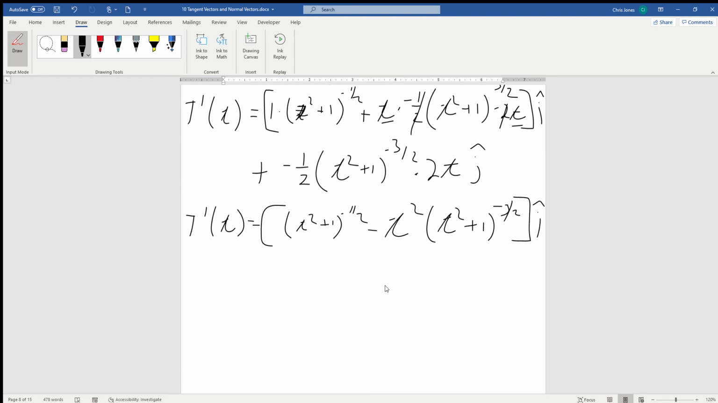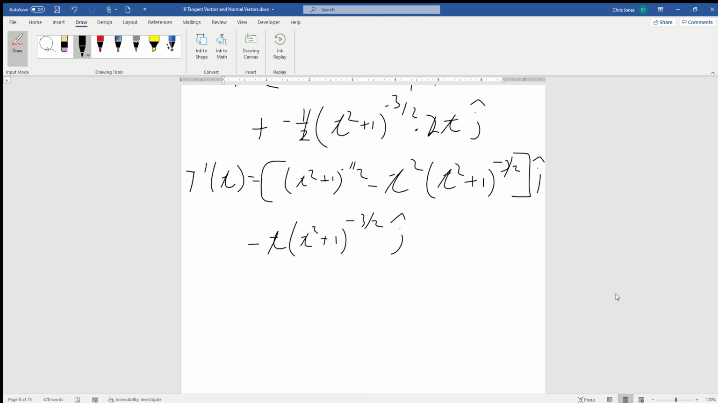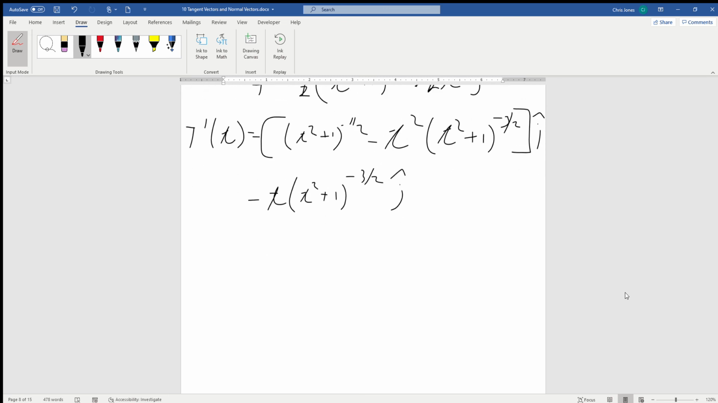And then down here with the j, that's just going to wind up being minus t times (t squared plus 1) to the minus 3/2 j. All right. Now imagine if you were to find the magnitude of this. Okay, that would be really hellacious to do. However, remember we're looking for the principal unit vector at t equals 1.